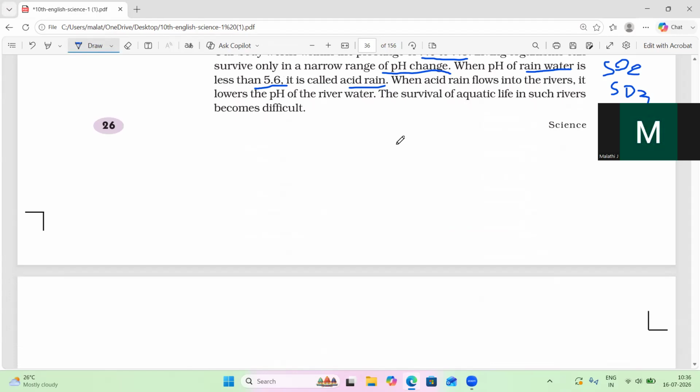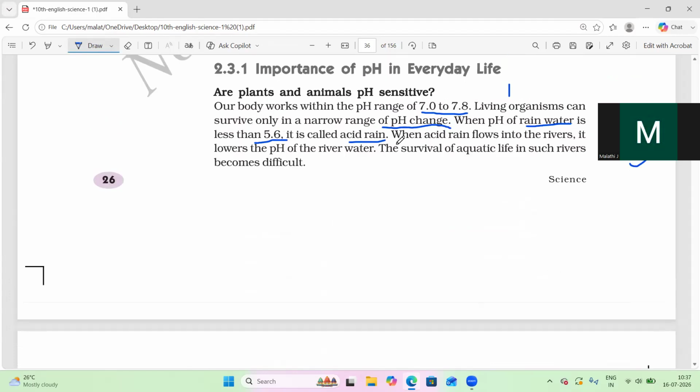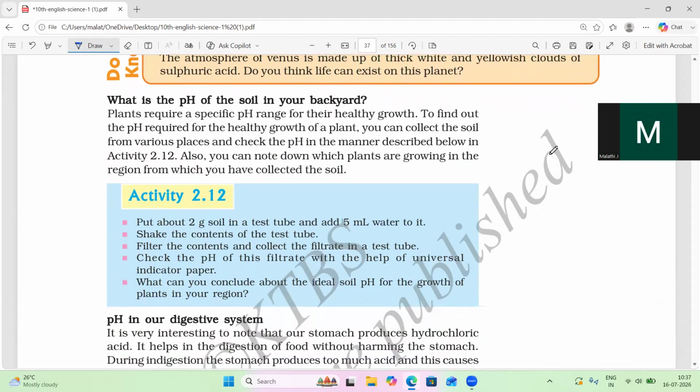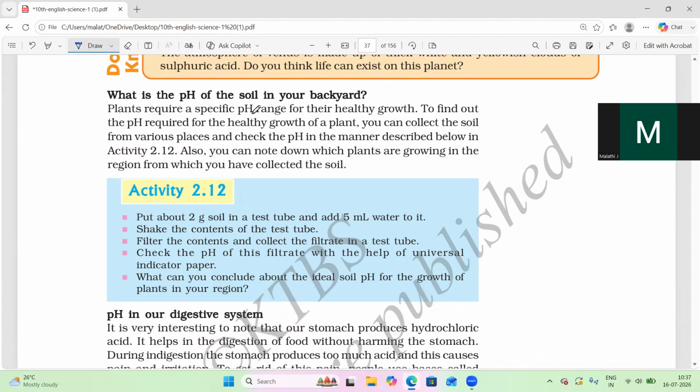Because of this, as we studied, animals also have some pH range. It works for their body, maybe at some neutral value. So all organisms have some pH values. If it goes above or below that, it becomes difficult to survive. They may get disease. When rainwater becomes acid rain, aquatic life in such rivers becomes very difficult to survive. Then the pH of soil, that is in agriculture, also depends on all the plants.